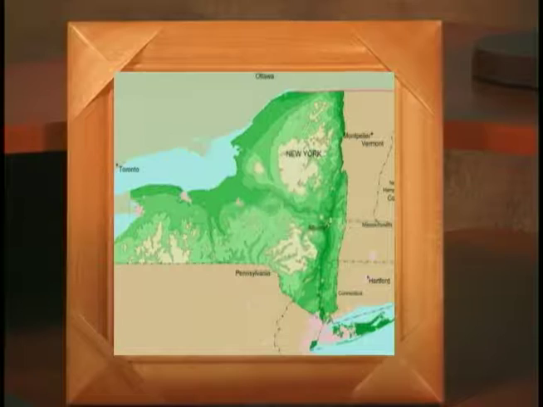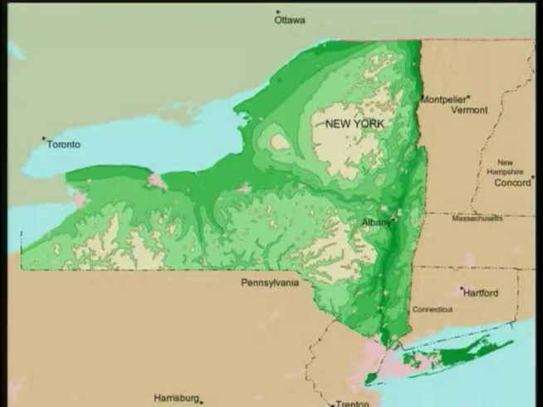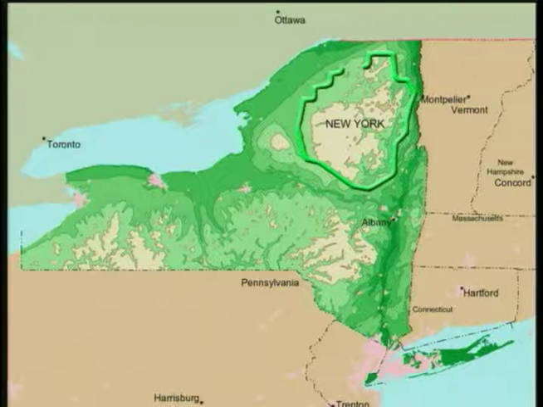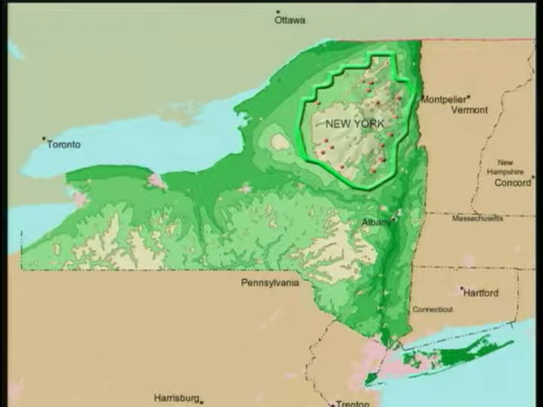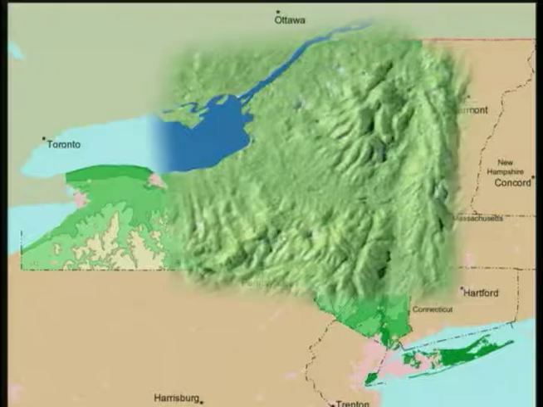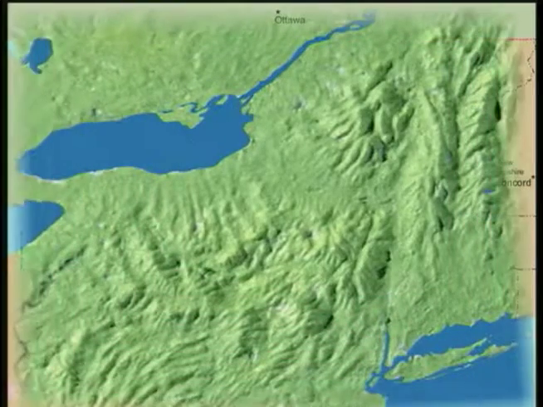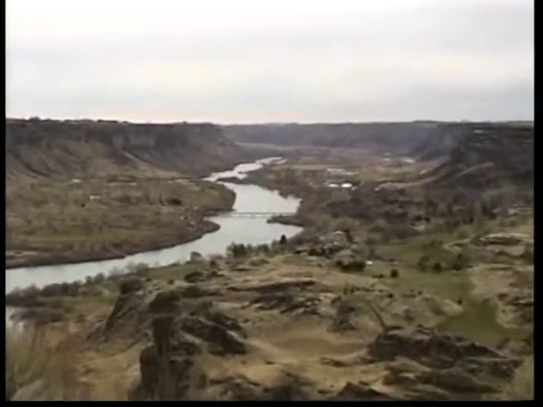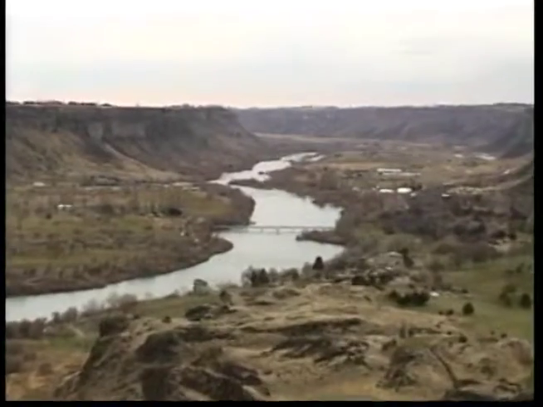A region is an area with at least one common feature that makes it different from the areas around it. All of the towns in this green area are in the Adirondack region. A common feature that makes this region different from the area around it is located in the Adirondack Mountains. Regions can be based on the common physical features in an area.